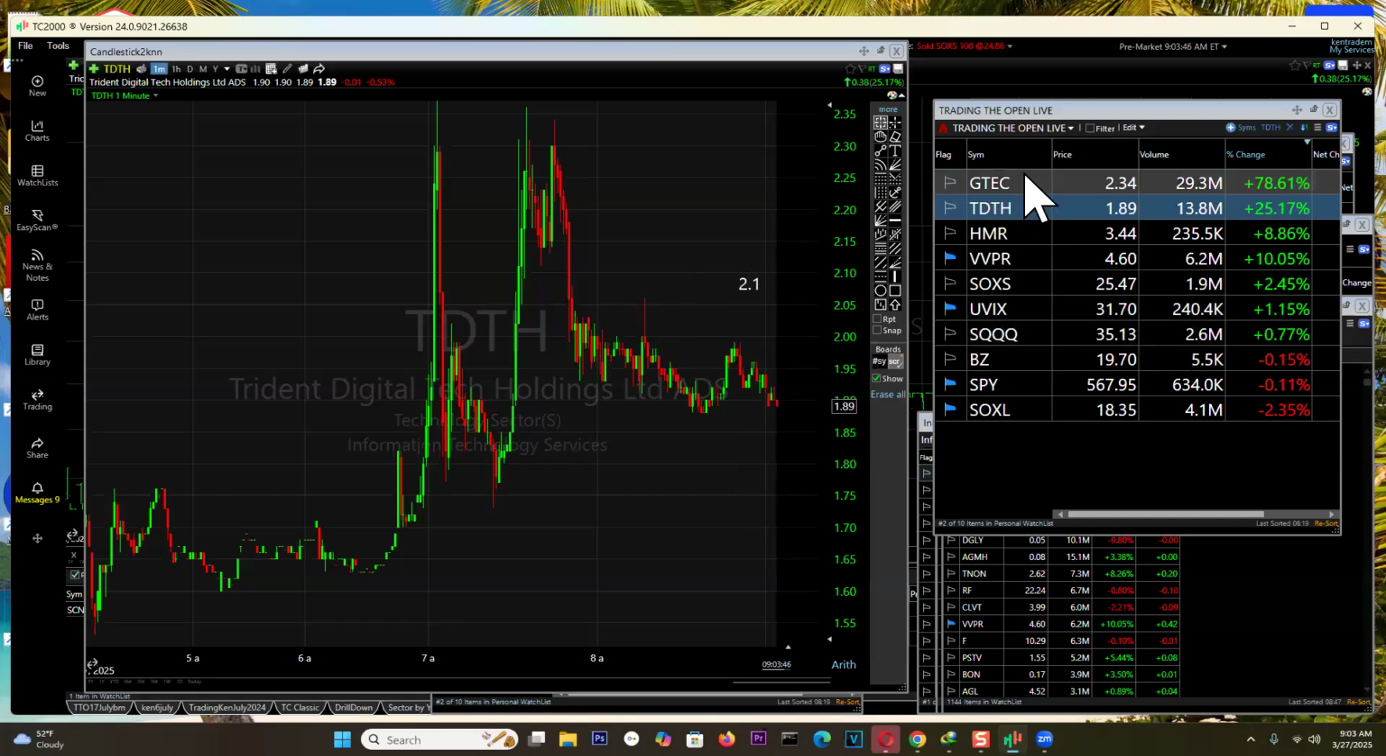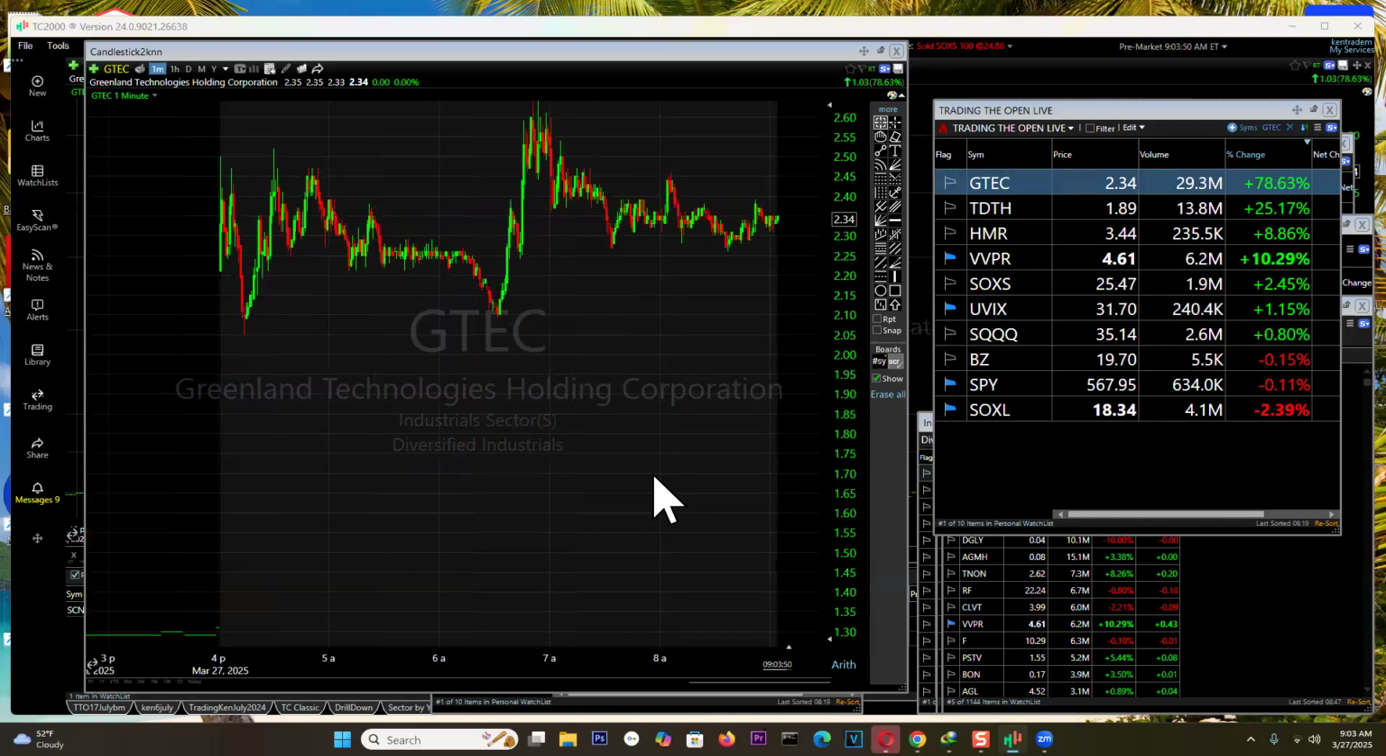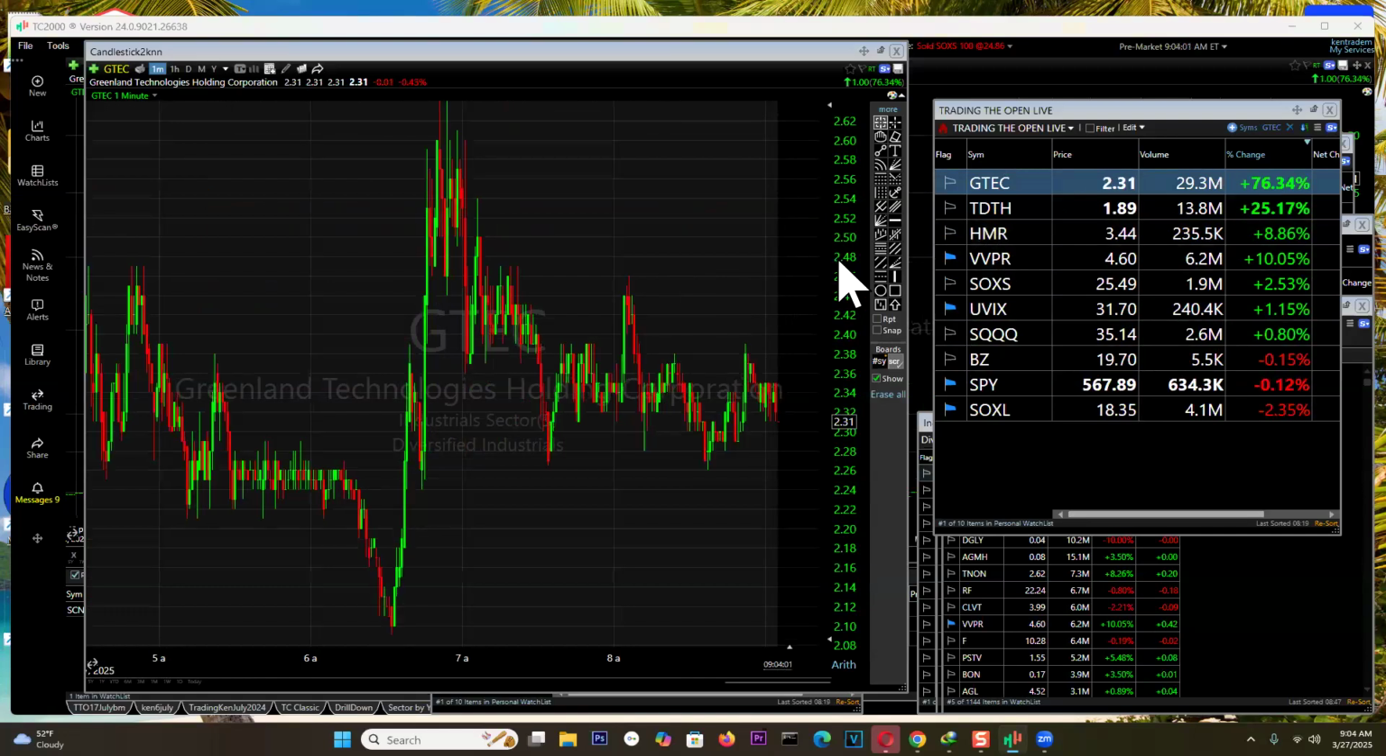That's TDTH. T-Tech also a nice little bump here. This one, waiting for it to get somewhere north of 246. Let's put up 250. Right, 252.